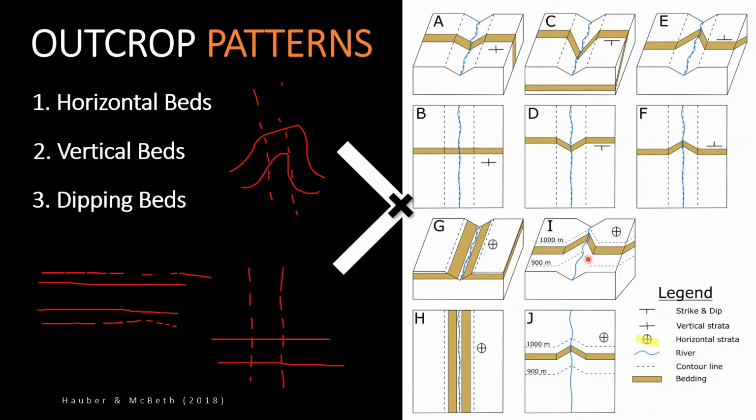I and J is also a horizontal strata or a horizontal bed because no matter how it is shaped, no matter its V shape, it still follows the contour lines. So most probably it also represents horizontal beds.